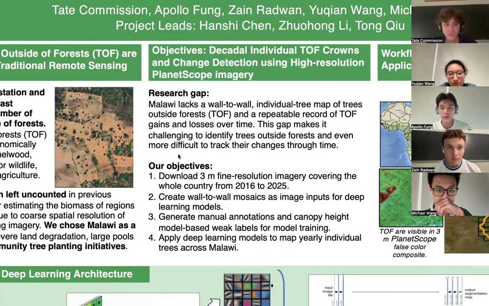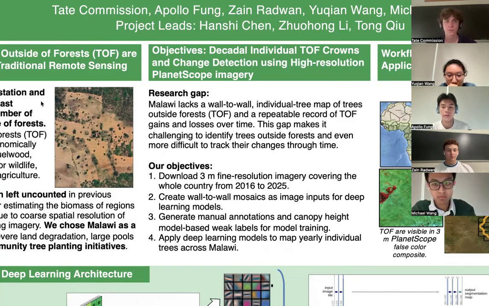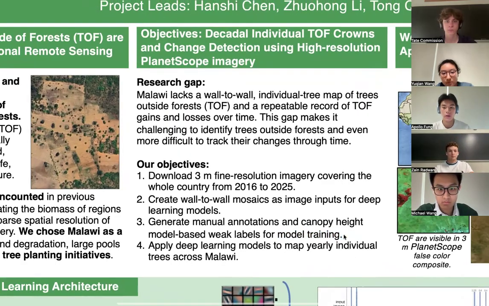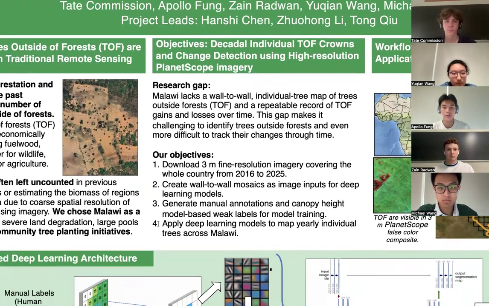First, we download 3-meter imagery covering all of Malawi for each year from 2016 to 2025. And then we'll stitch it into wall-to-wall mosaics that feed into our models. From there, we'll generate training labels, which are both hand-drawn and weak labels from a canopy height model. And finally, we'll apply those models to map individual trees across the country.